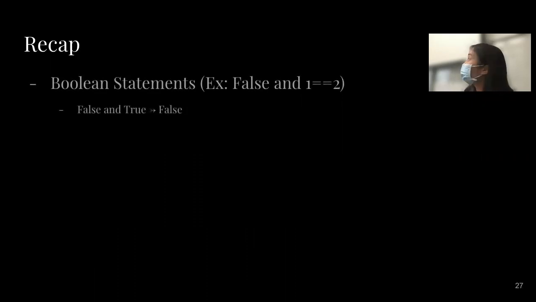Okay, so for a quick recap from last lecture, Isla talked about Boolean statements. These are statements that return either true or false. For example, if we have false and 1 equals 2, this statement would be false. We know that for the word and, if there's one false statement, the whole statement will be false. And for or, if there's one true statement, the whole statement will be true.